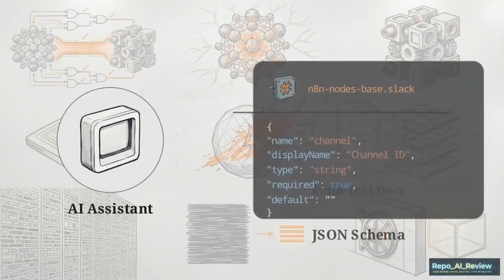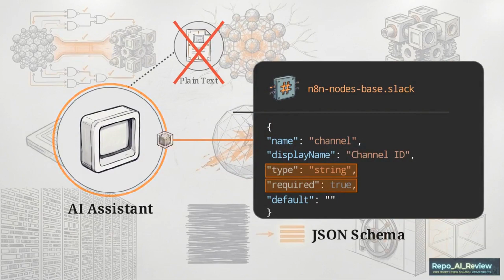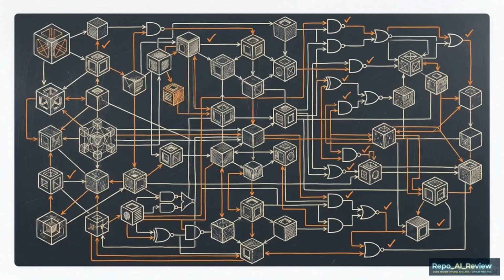The LLM is absorbing strict JSON schemas, extracting precise technical constraints rather than just reading plain text documentation. By internalizing these strict schemas, the model gains the baseline structural data needed to propose valid workflow architectures.